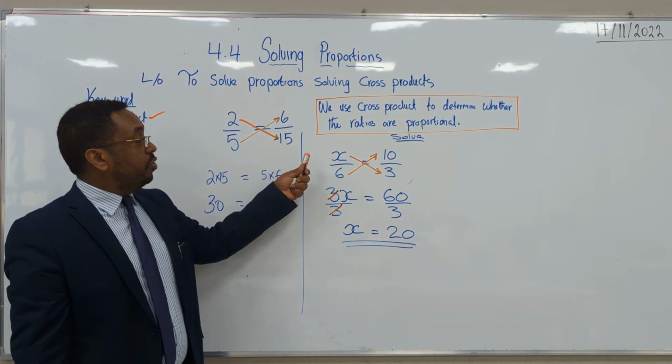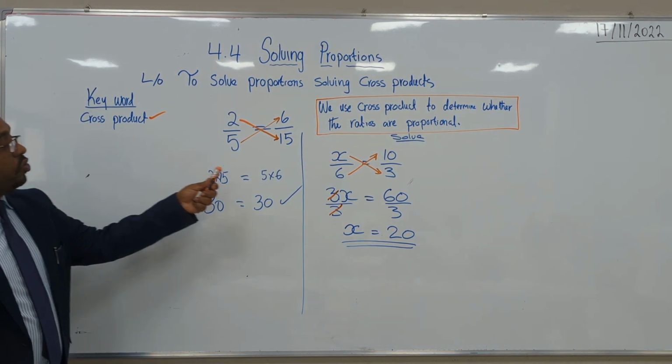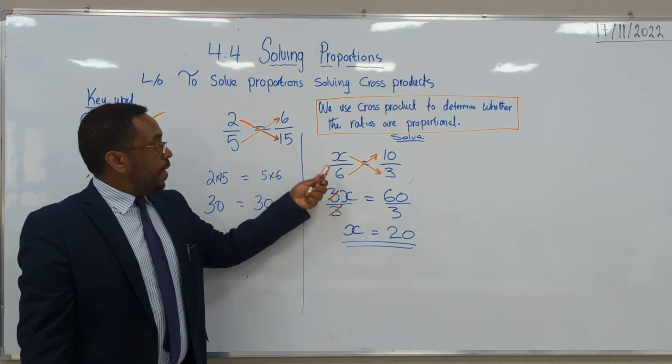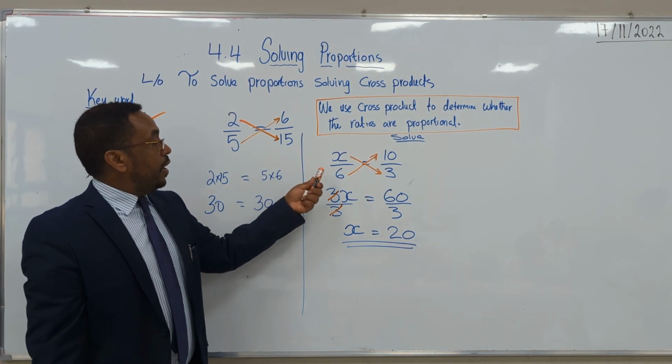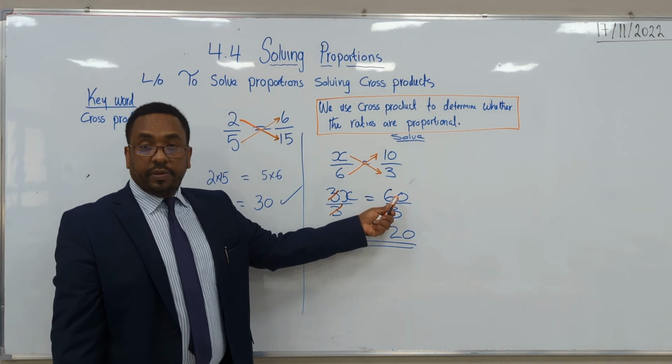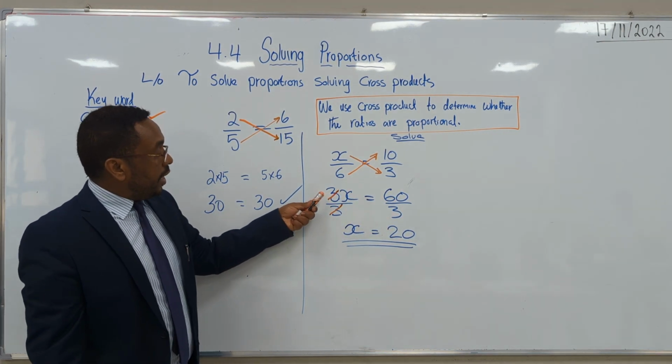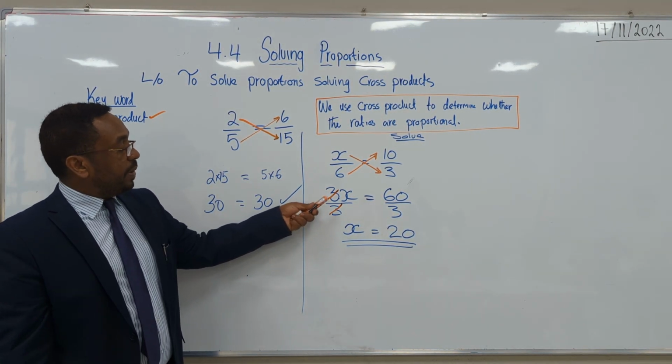Okay? So what you have to do is use the cross product. So you cross multiply 3 times x, or x times 3, 3x, equals 6 times 10, 60. Then you get rid of the 3, divide both sides by 3.